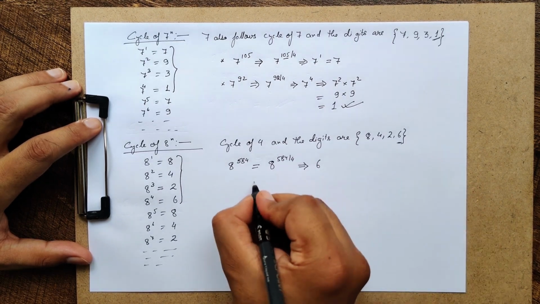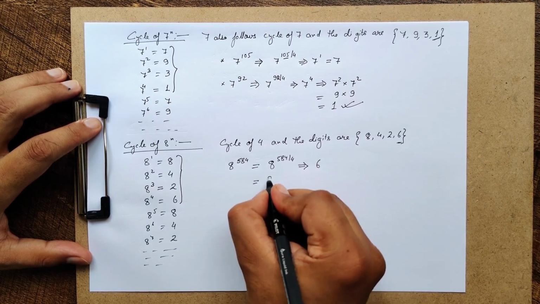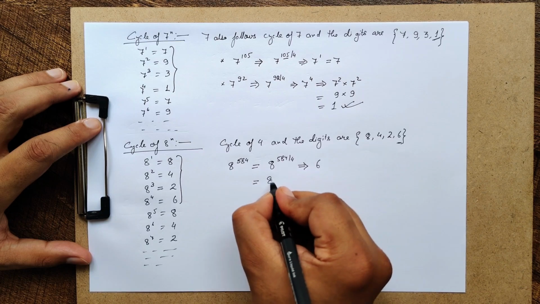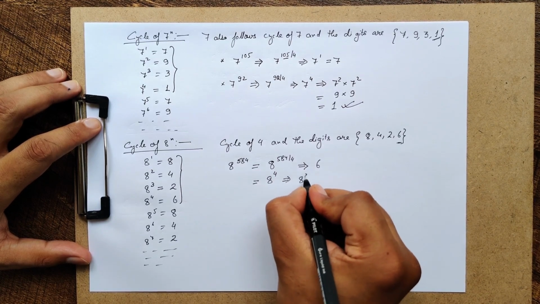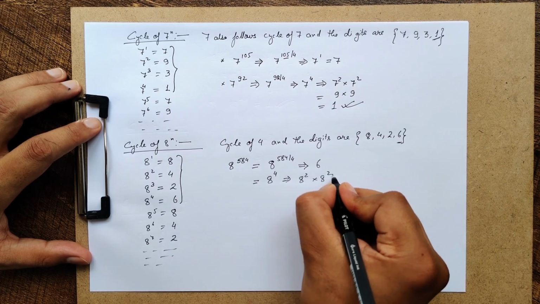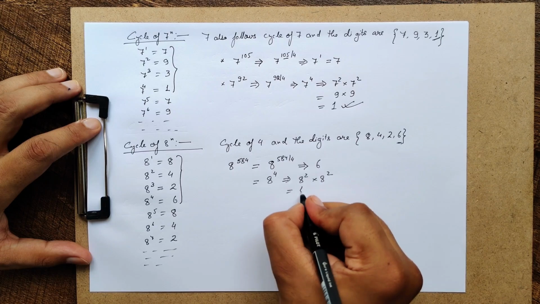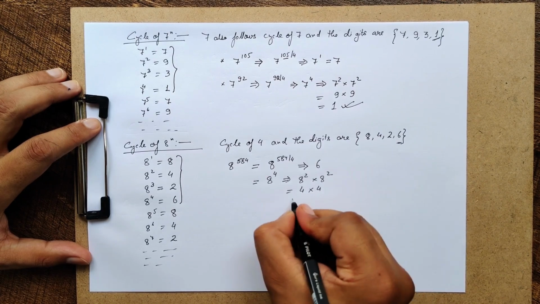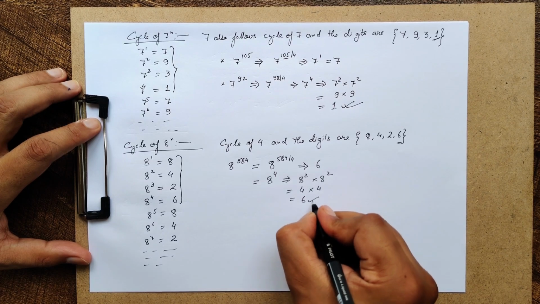If you don't remember, you can also write it as last term of the cycle. So last term of the cycle can also be written as, since it follows the cyclicity of 4, 8 to the power 4, which can be written as 8 square into 8 square. Now we know that 8 square is 64, so 4 into 4. Now 4 into 4 is 16, hence the units place is 6.